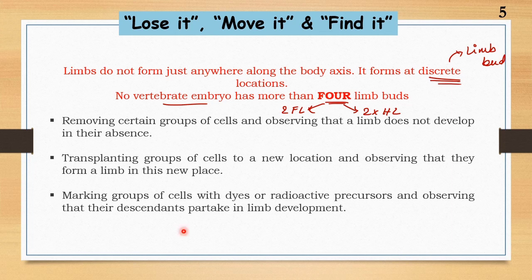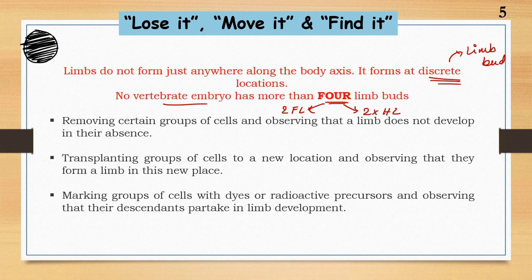And now to understand what cells were involved and important for limb development, certain experiments were done, and some of them have been shortlisted to understand which cells are important for limb development. So now moving to our first experiment: removing a certain group of cells and observing that a limb does not develop in their absence. So suppose there is a group of cells.